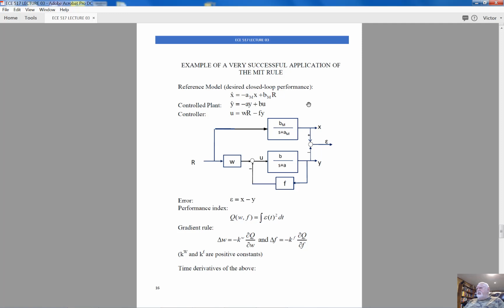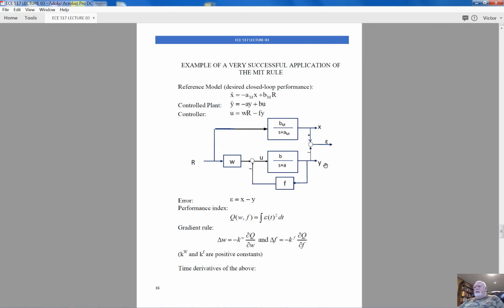Reference model represents the desired closed-loop performance. It better be stable. For the controlled plant, I have a differential equation written in the same format of a state variable, of the state equation, except it's a first-order system. And this is the expression for the controller. It's a control law. Control effort is equal to some filter times the reference minus gain in the feedback times the output of the system.